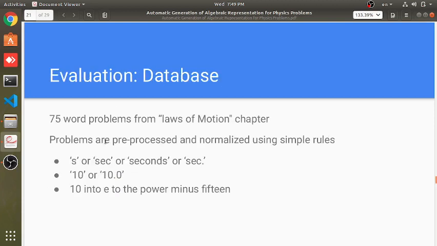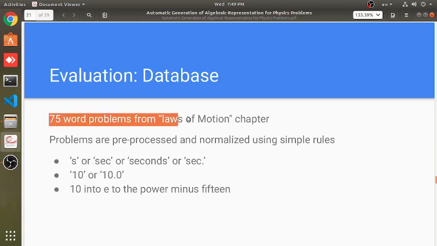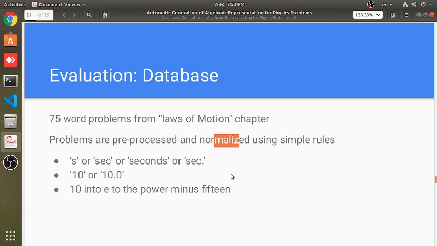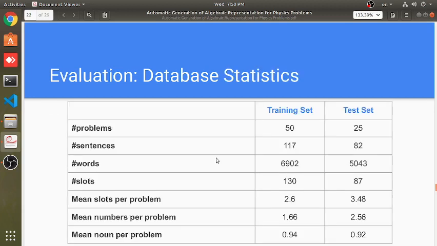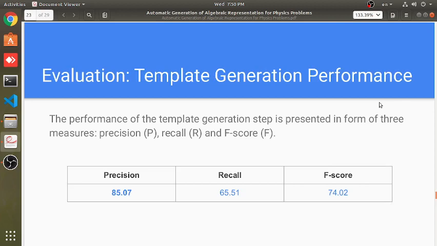We have collected a database of 75 word problems from the laws of motion chapter of different books. We have pre-processed and normalized them so that different parameters and inconsistencies are not present in the database. Then these are the database statistics. We have divided them into a training set and a test set, 50 in the training set and 25 in the test set. Then we have evaluated them based on three major parameters: precision, recall and F-score, for both the steps of template generation and template tagging.